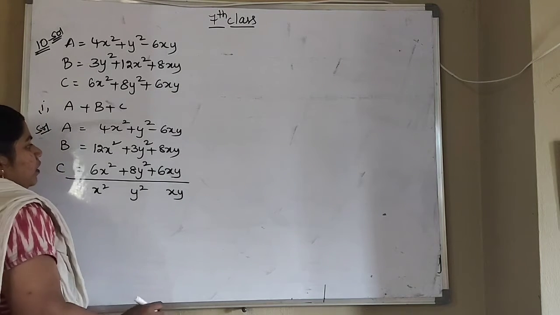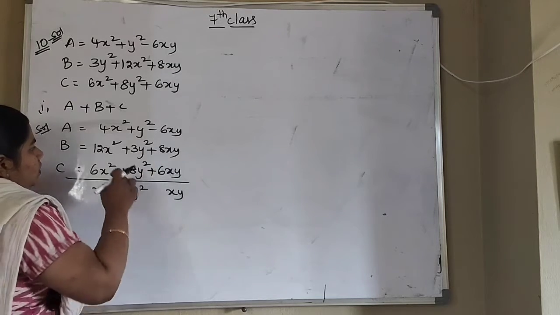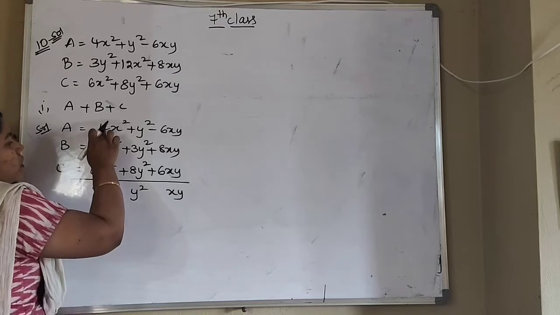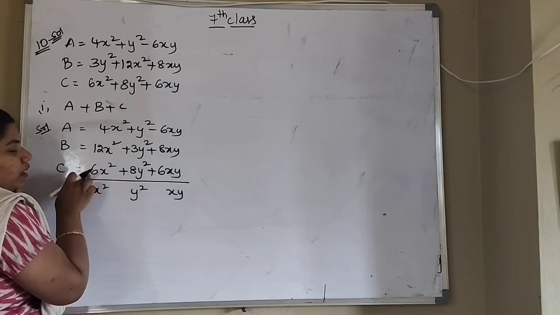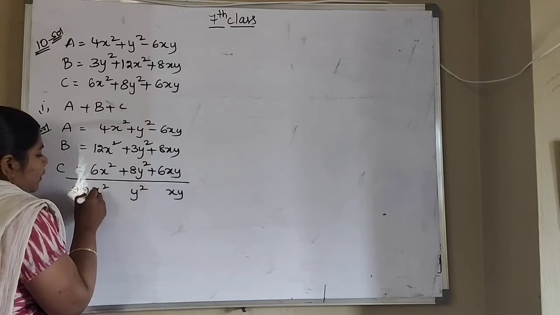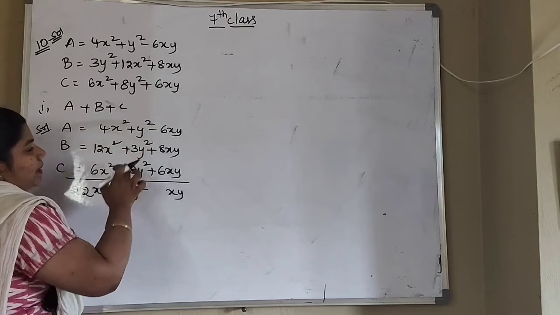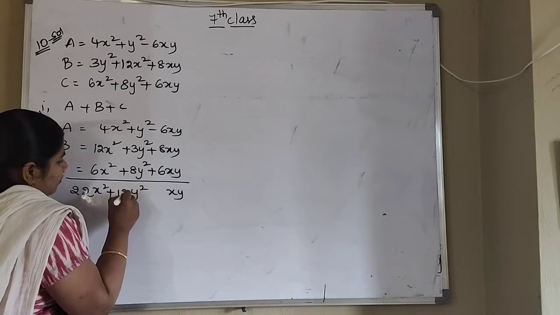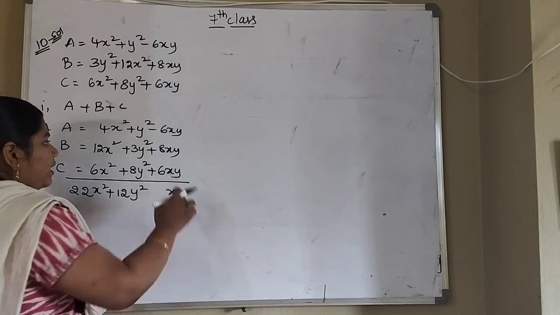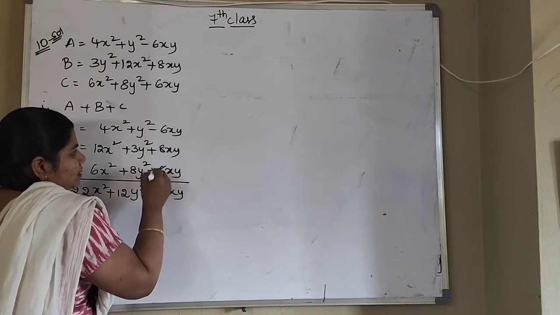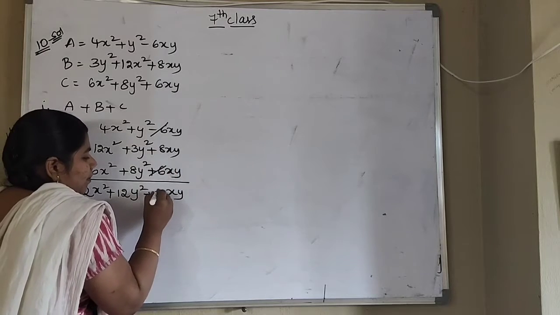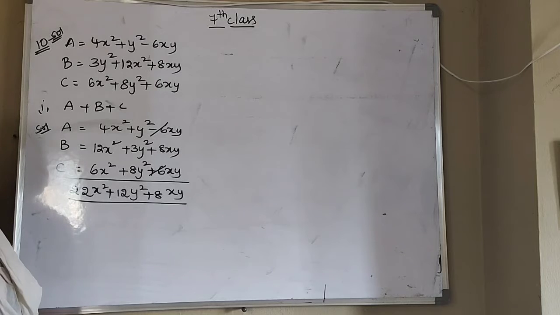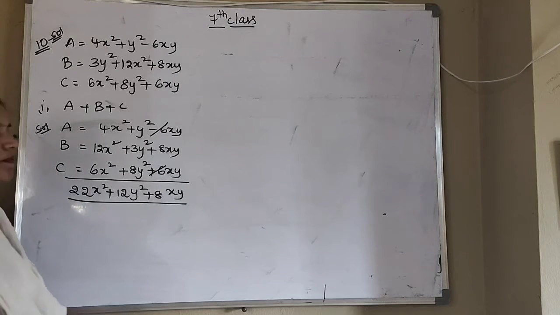Now see the constant values. From the x square terms I am starting: 4 plus 6 is 10, 10 plus 12 will be 22x square. For the y square terms, all are plus: 1 plus 3 will be 4, 4 plus 8 will be 12. And here one minus term is there: if you cancel this plus 6 and minus 6, the result is plus 8. So the answer is 22x square plus 12y square plus 8xy.